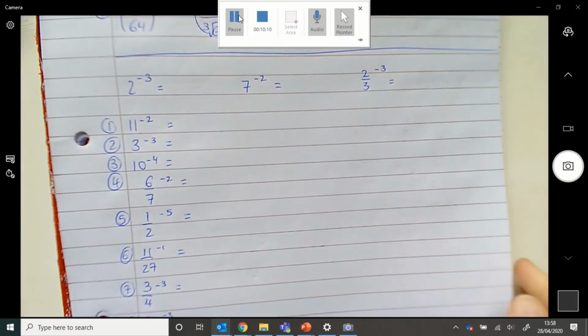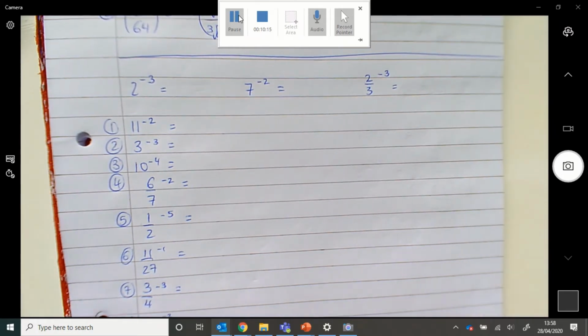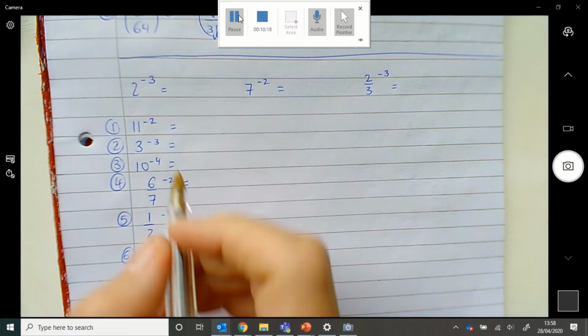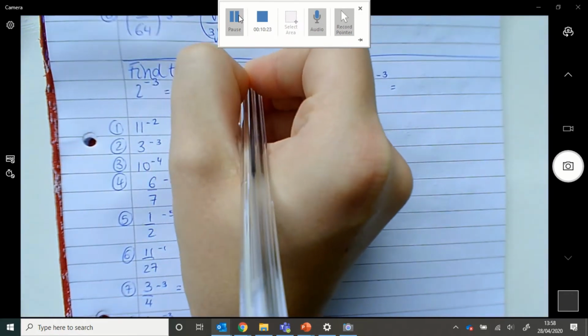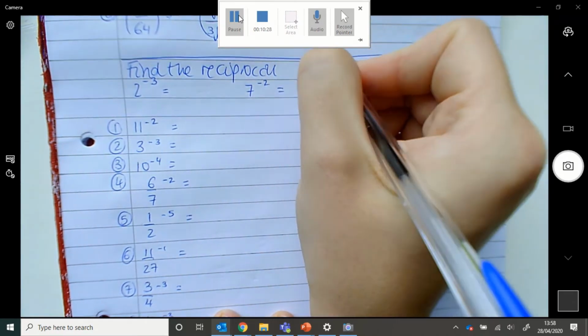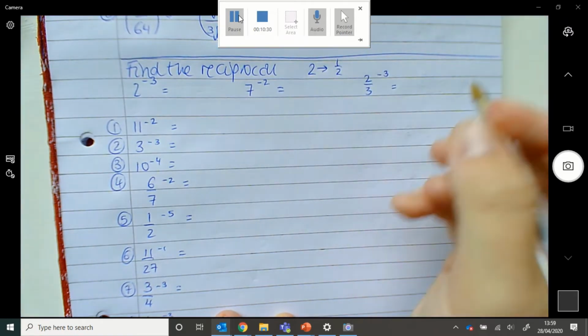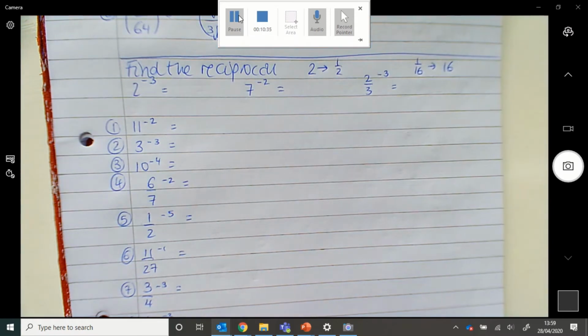Again, I'm going to do 3 examples for you, and then I'm going to ask you to have a go at 8 questions of your own. So a negative power means find the reciprocal. The reciprocal of 2 is a half. The reciprocal of 1 over 16 is 16, in case you can't remember that. To find the reciprocal, if it's 2 it becomes a half, if it's 1 over 16 it becomes 16. If it's a fraction, essentially I am replacing the numerator and the denominator in the 2 different positions.